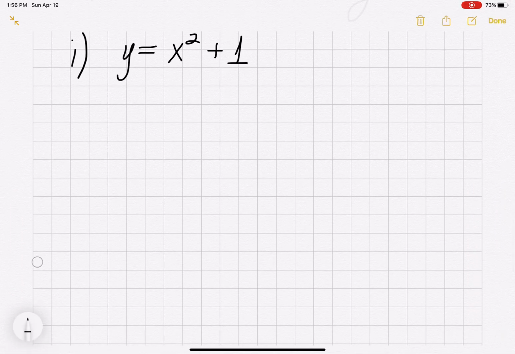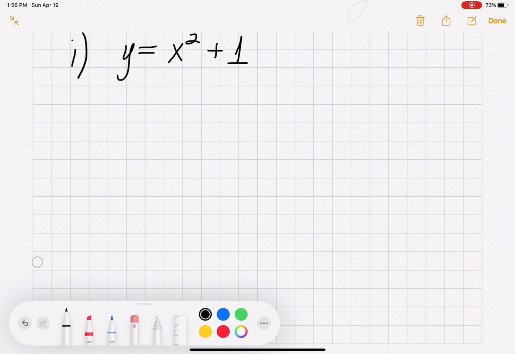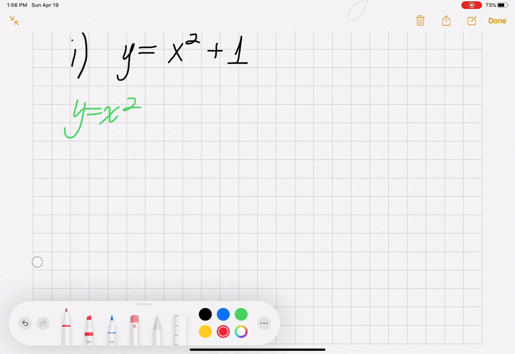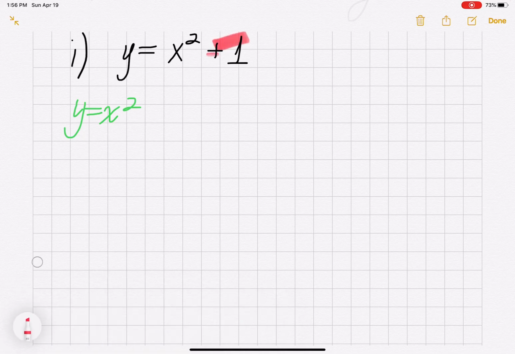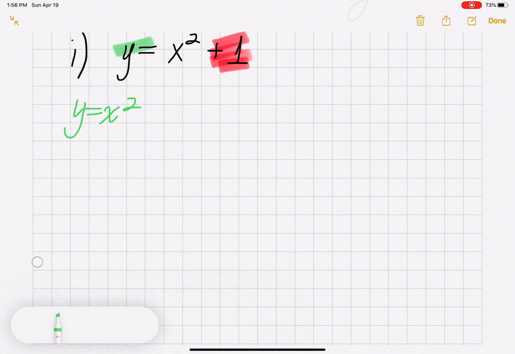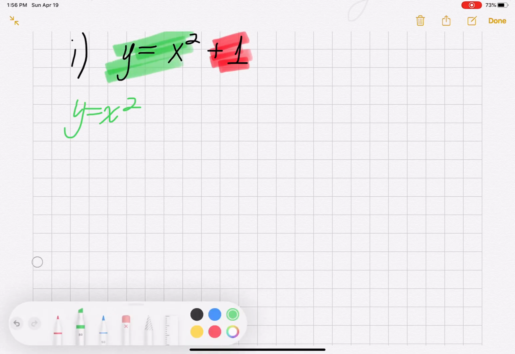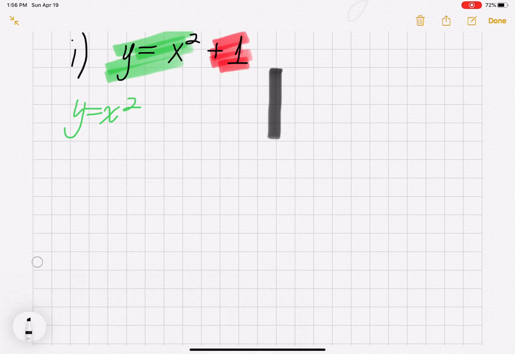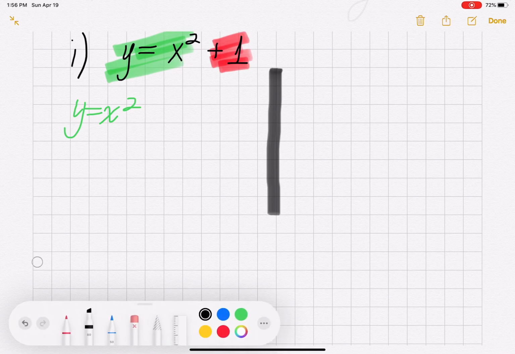So let's start by thinking about what is our parent function here. What's our parent function? Y equals x squared. Right, that's our parent function. So basically, if you cover up this plus 1 right here, you can see your parent function is y equals x squared. So you got y equals x squared plus 1. Now, how do we graph y equals x squared? Let's recall how to graph y equals x squared. Well, that's not good.